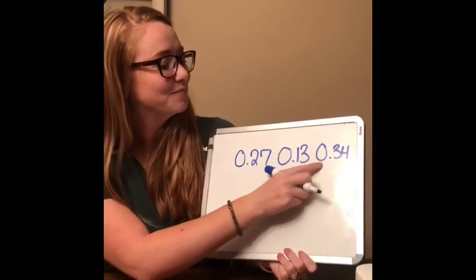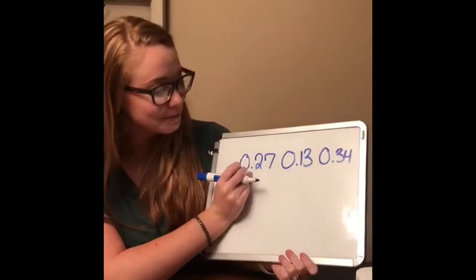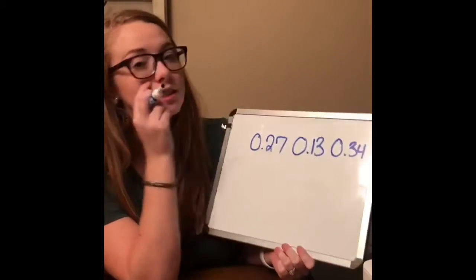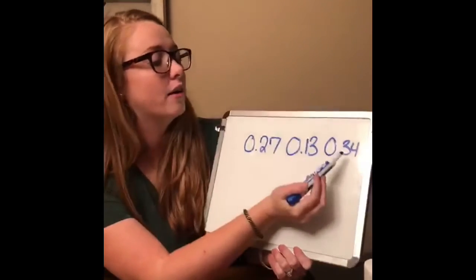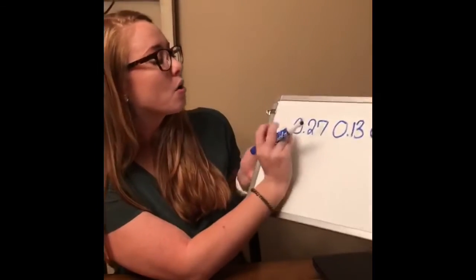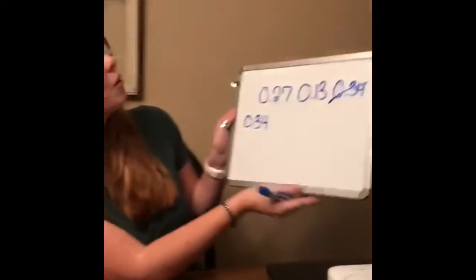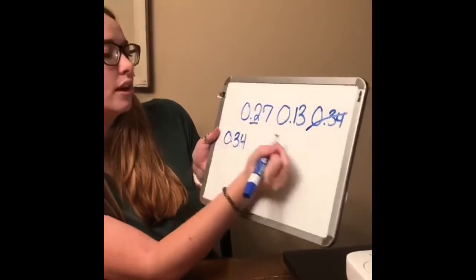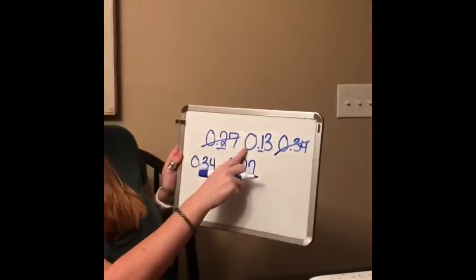And once again, it is 0. And we're going to look past the decimal in the tenths place. So we have 2, 1, and 4. Since we are doing greatest to least, we know that 4 is greater than 1 and 2. So automatically, 0.4 will go first. So we can mark that one out. So we are left with 0.27 and 0.13. We know 2 is greater than 1, so we will write down 0.27. Mark that one out, and what we have left is 0.13.